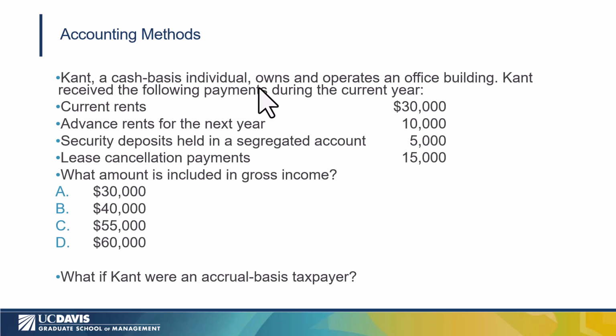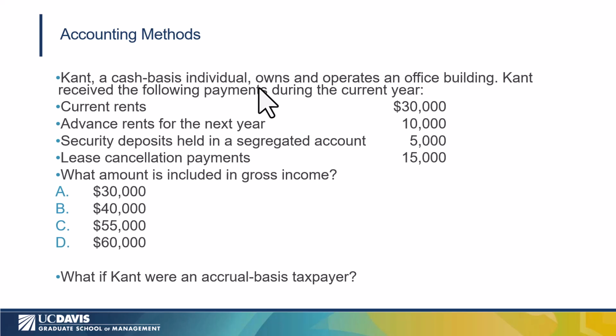Now, what if Kant were an accrual basis taxpayer? An accrual basis taxpayer. Well, remember, we've got that great all events test. And the all events test would say, it's going to be received the earlier of, and all of these have been received. And so we would have a problem there.